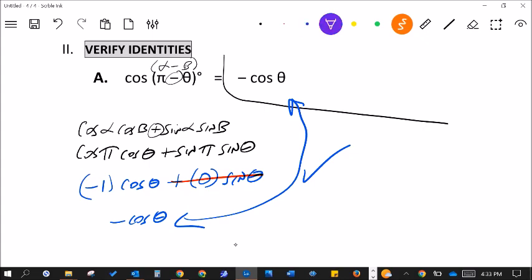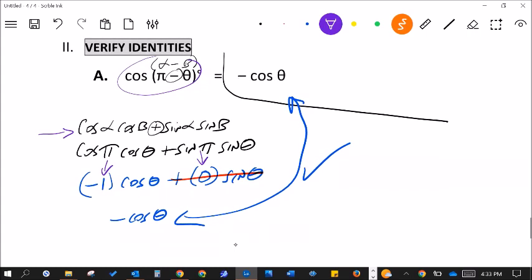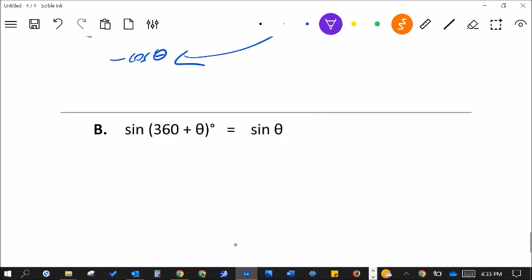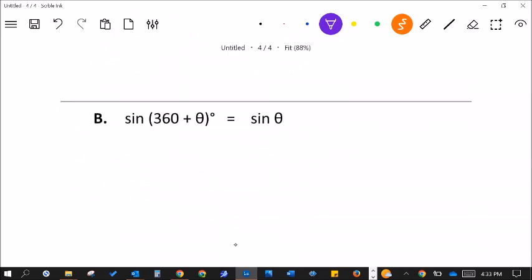And all I really had to do was to use the right formula and plug the things in, and then I had to use the unit circle again. And so we have verified that identity. So let's do a different one that's a sine one that now will have a number. That's done with pi. Now we're going to do one where it's got 360 in it, like 2 pi. And we need to see, can we get that equal to sine of theta?